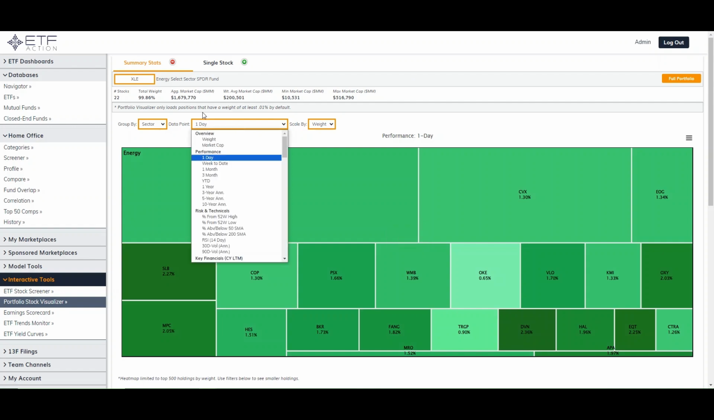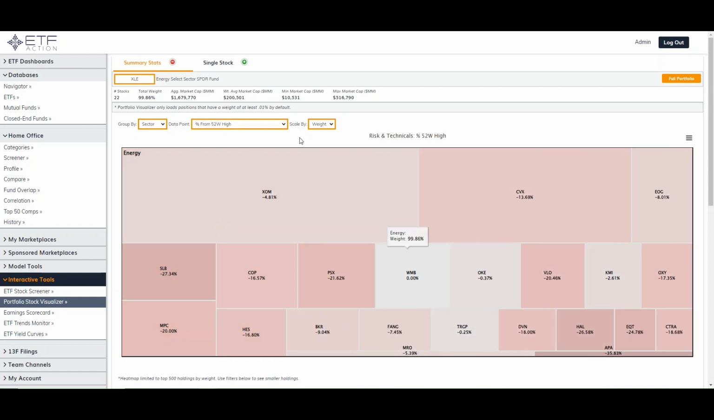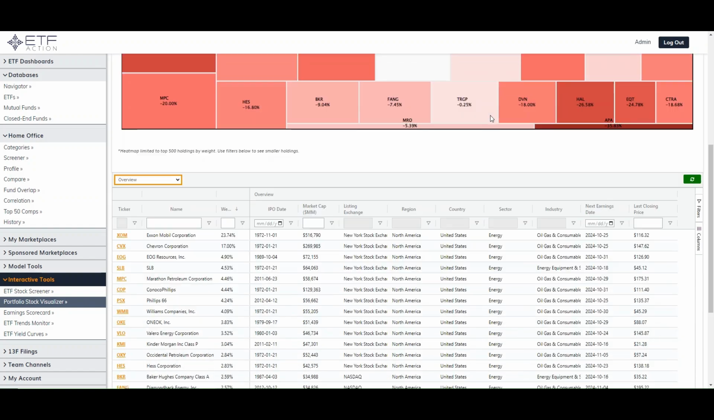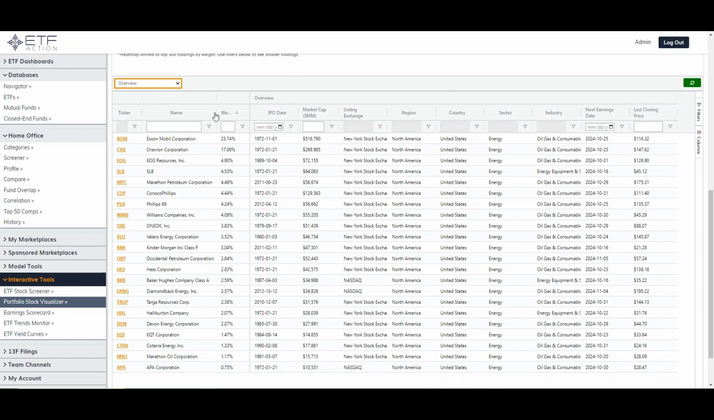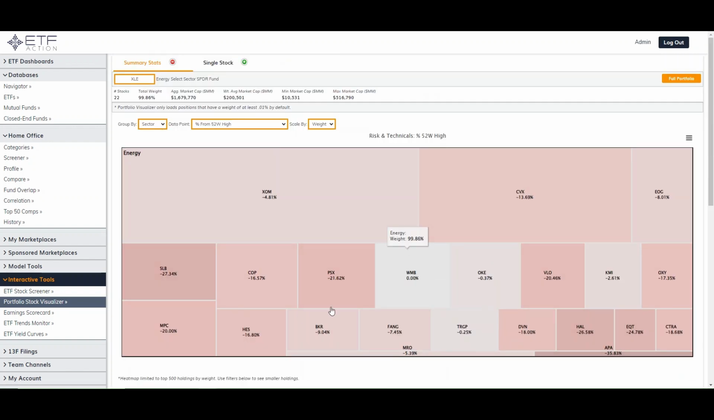But if I wanted to look at percentage off 52-week highs, there's a lot of opportunity in here. And especially, I can look at it down here in the table to see what these companies have been doing. And same idea, you're going to be able to take a look at exactly what's been going on with the portfolio and possible areas to take losses.